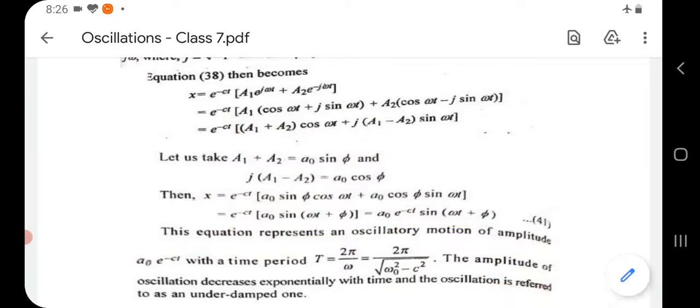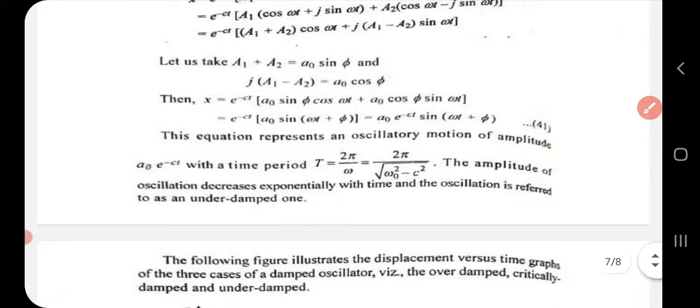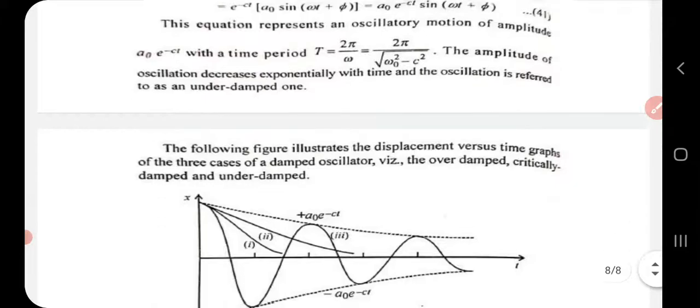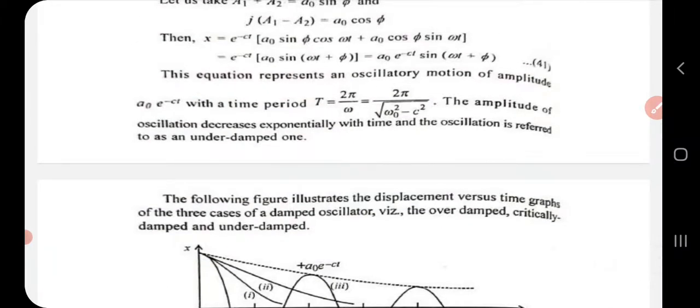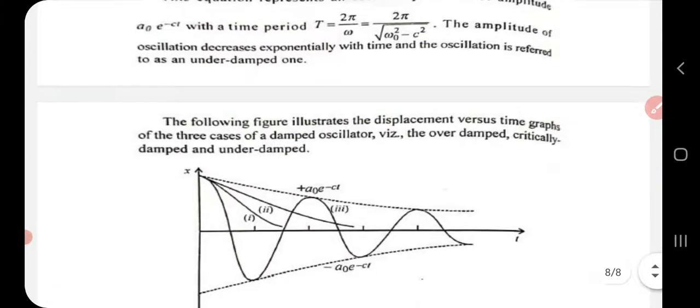Okay, so this equation represents an oscillatory motion with amplitude a0 e raised to minus ct and time period T equal to 2 pi by omega. Here it is equal to 2 pi by root of omega 0 square minus c square. Amplitude of oscillation decreases exponentially with time. So you call that oscillation underdamped. So that is the condition for the underdamped case, that is when c less than omega 0. So you have got three conditions: overdamped, critically damped and underdamped. c greater than omega 0 for overdamped, c square equal to omega 0 square for critically damped, and c less than omega 0 for underdamped.